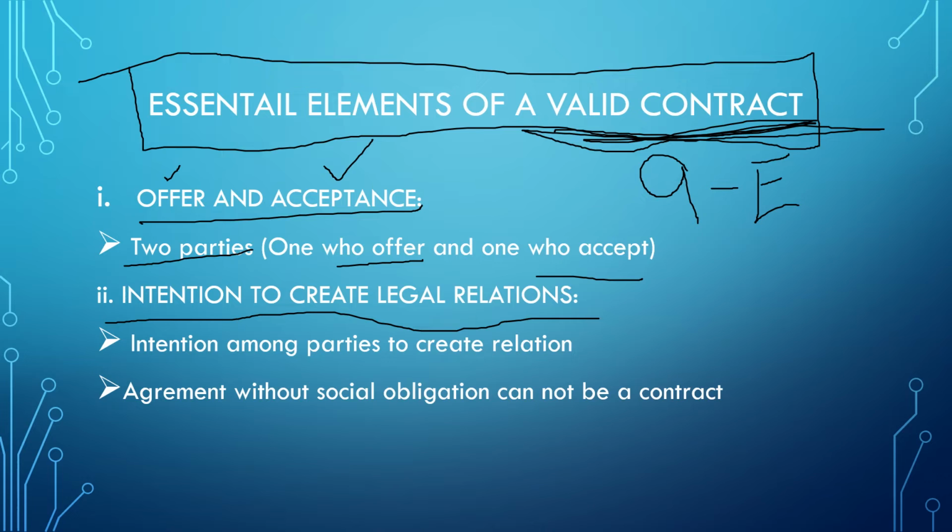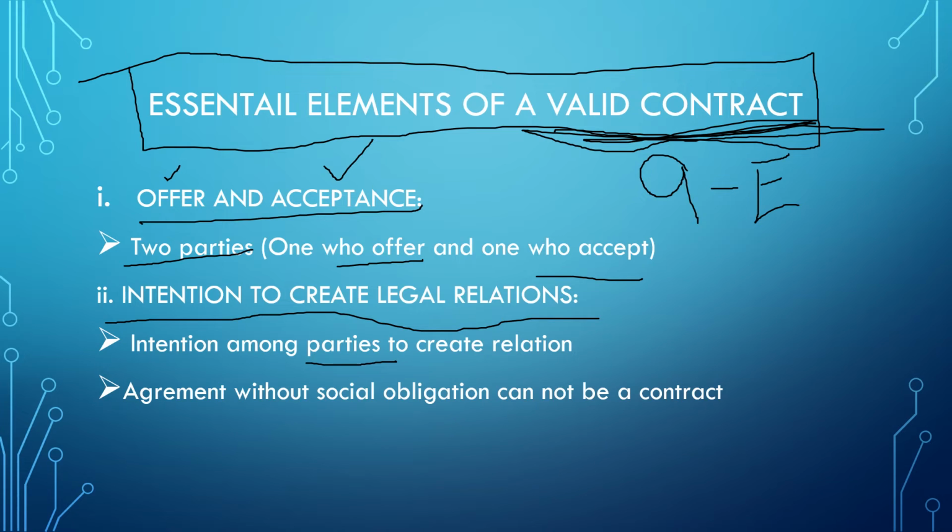So the parties who are entering into a contract must have an intention to create a legal relationship between them. When entering into a contract, one may be an offerer and the other an acceptant person. The two persons must have a motive to create legal obligations.